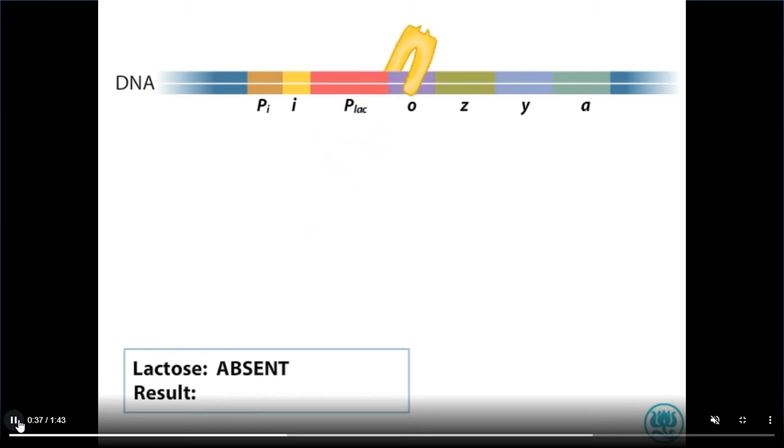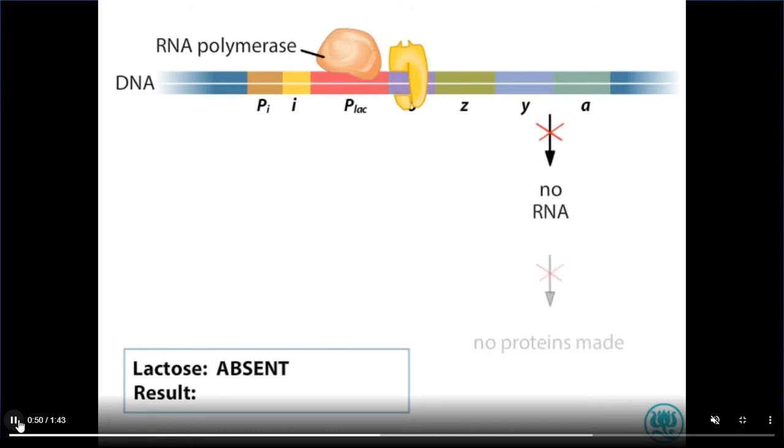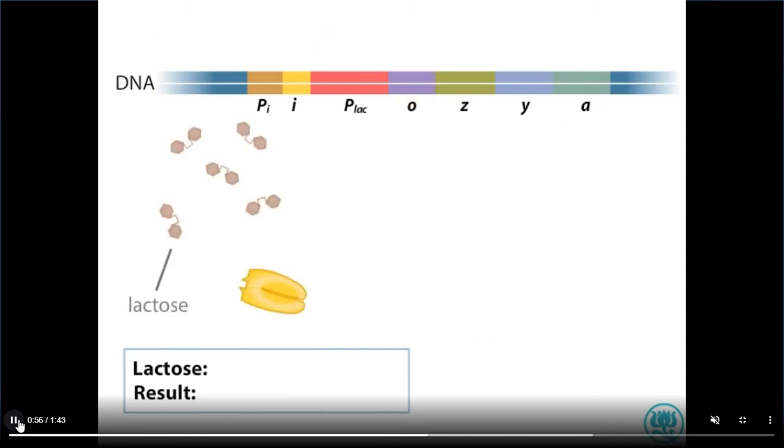So here we go. There's our repressor, it binds. The RNA polymerase will attach to the promoter, and it's unable to advance. It can't copy the genes to produce lactase. So without RNA, we do not make any protein. So in this scenario, the lac operon is repressed. It's considered to be off.